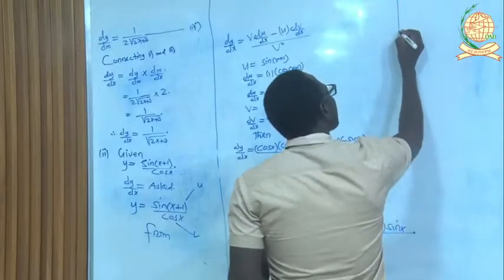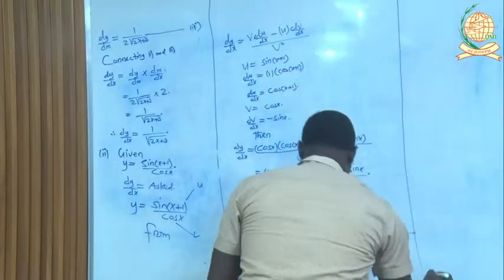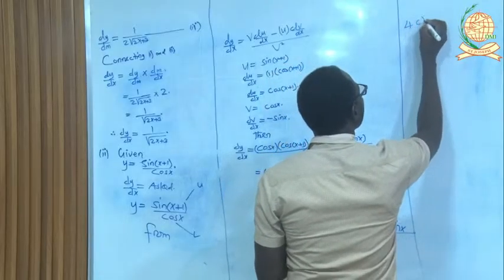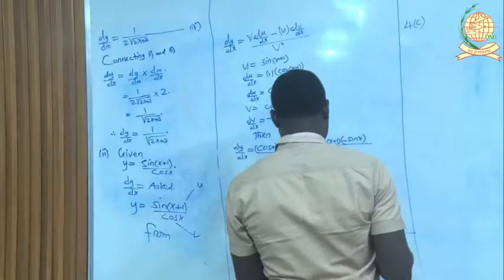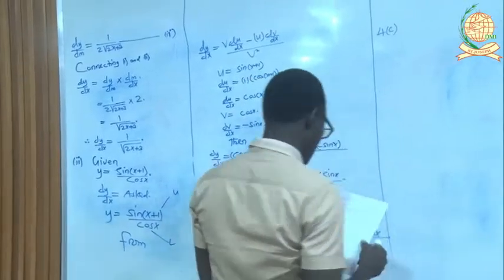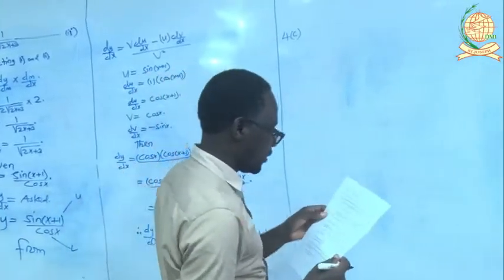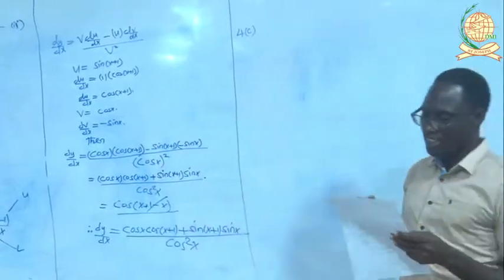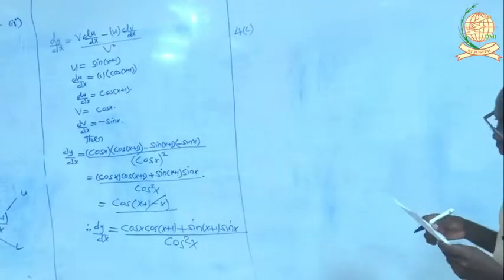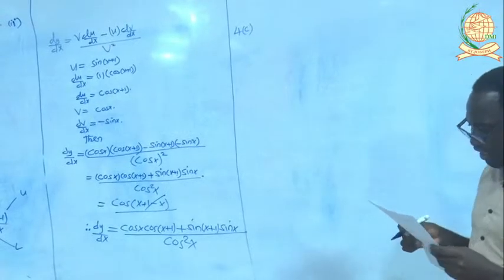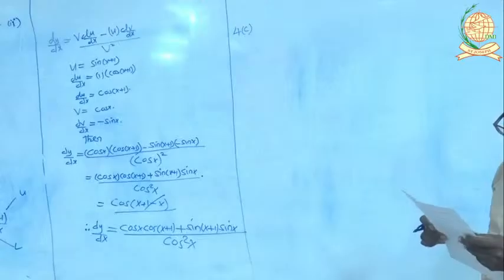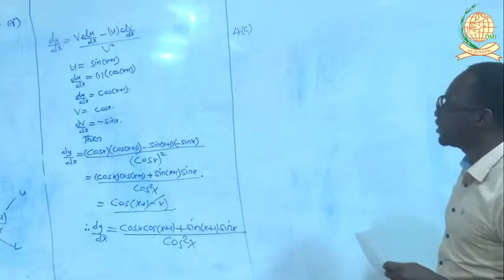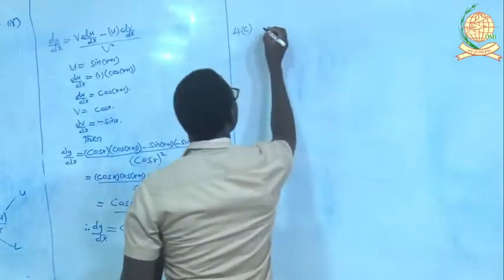Okay, let's continue. Question number 4c. The question says, the volume of a cube is increasing at the rate of 2 cubic centimeters per second. Find the rate of change of a side of the base when its length is equal to 3 centimeters.